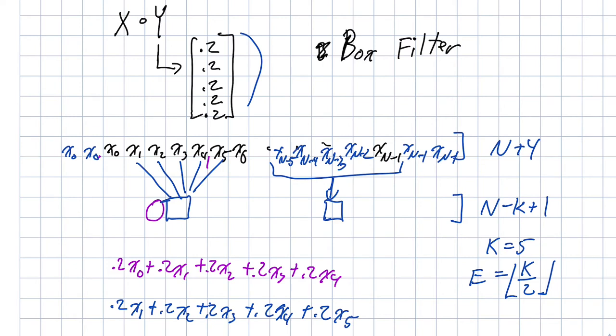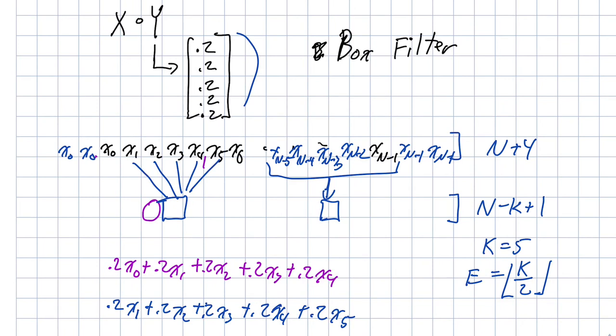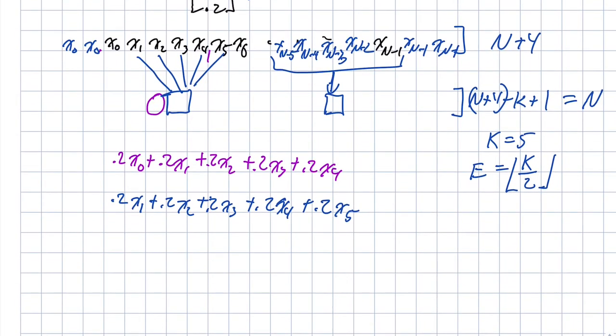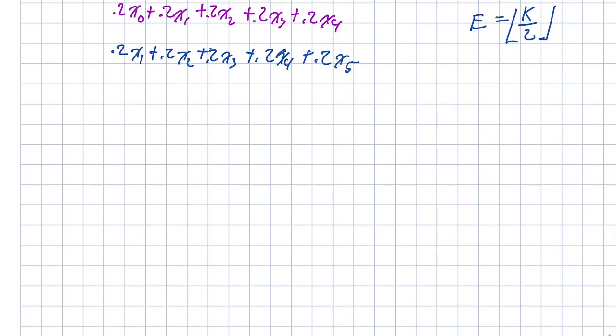Those are the elements. And then when we then perform the convolution, then it's going to be n plus 4 minus k plus 1, which is equal to n. Okay, so let's look at what this box filter wants to do to the time series when we convolve it. So I should say that derivative filter that we were looking at before, it's really looking for high frequencies, really big changes. The box filter actually takes us in the opposite direction.